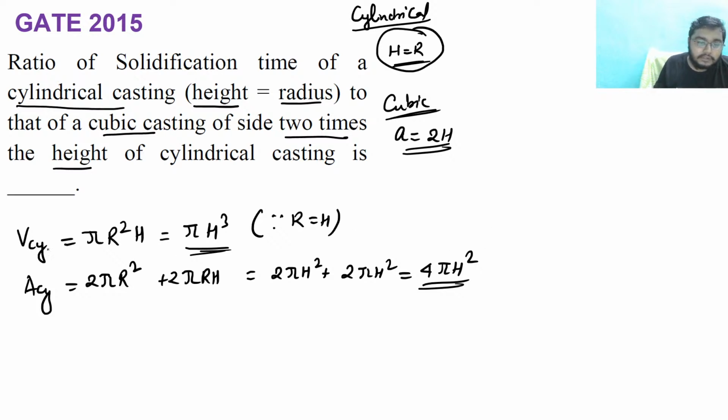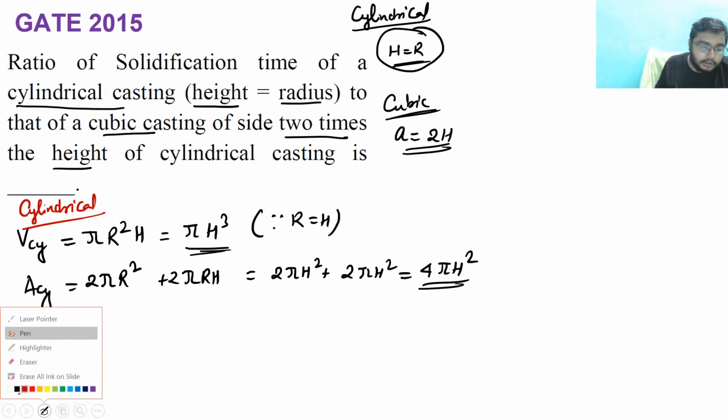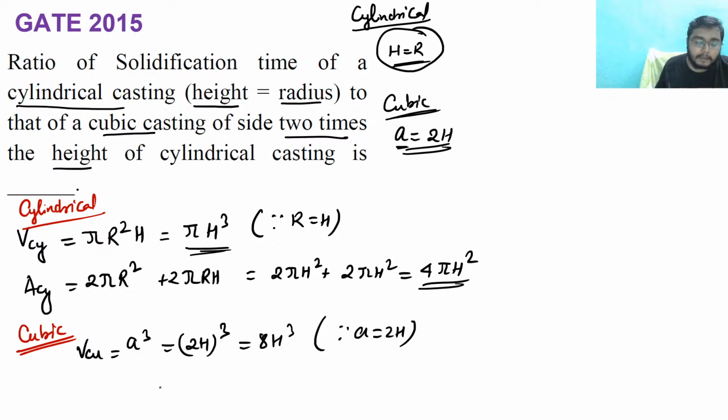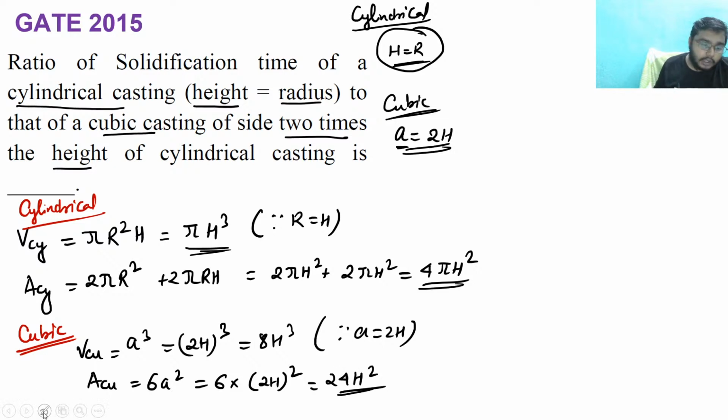Clear? So you are done with the cylindrical things. Okay, now let us see about the cubic. Now see, for a cubic casting, what is the volume of cube? That is equal to a cube. Now see, I have given that a is equal to 2h, right? So can I say that (2h) whole cube is 8h cube. Why? Since a is equal to 2h, which is given. Clear? So I know the volume of cube. Now I can find the area of cube. What is this area of cube? See, area of cube would be 6a square. Clear? 6a square. Now what is a? A is 2h. So can I say 6 into (2h) whole square? So that is going to be equal to 24h square. Clear? So what are the things that are known to us?